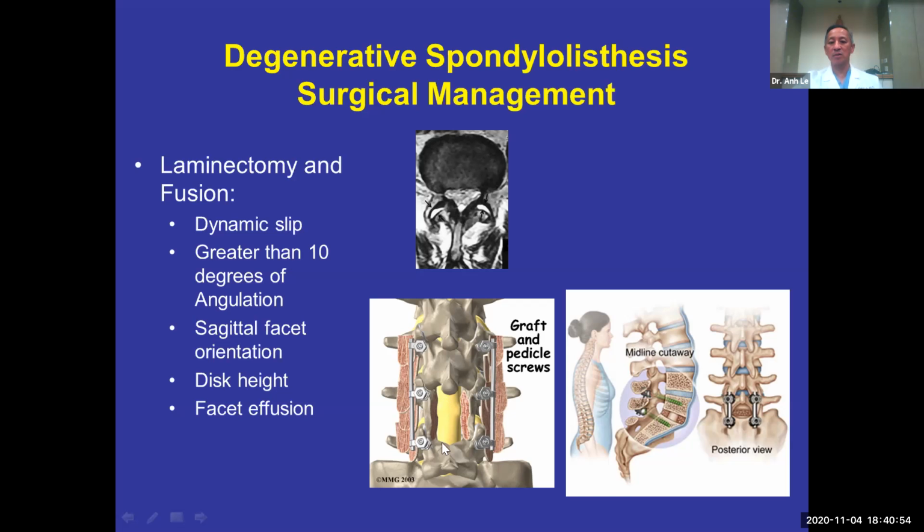And you have to perform a fusion to protect your decompression. So the treatment includes, first of all, laminectomy, and then you perform a fusion. What is a fusion? You basically take bones from the laminectomy, grind them up, and then you put it along the transverse processes and stimulate them to heal so that it doesn't move anymore. It basically stays as one solid unit of bone, so it does not slip.